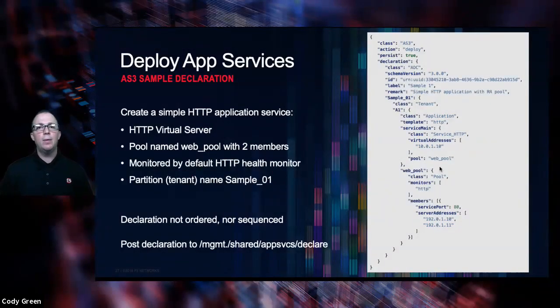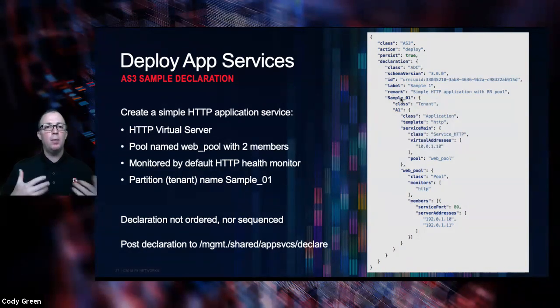Now, what does the declaration look like? Well, it's a JSON payload. In this example, we're deploying a very simple app. We have right here our tenant. I mentioned before, multi-tenancy is important, so this is part of the core of AS3. Now, the tenant can be anything you want.